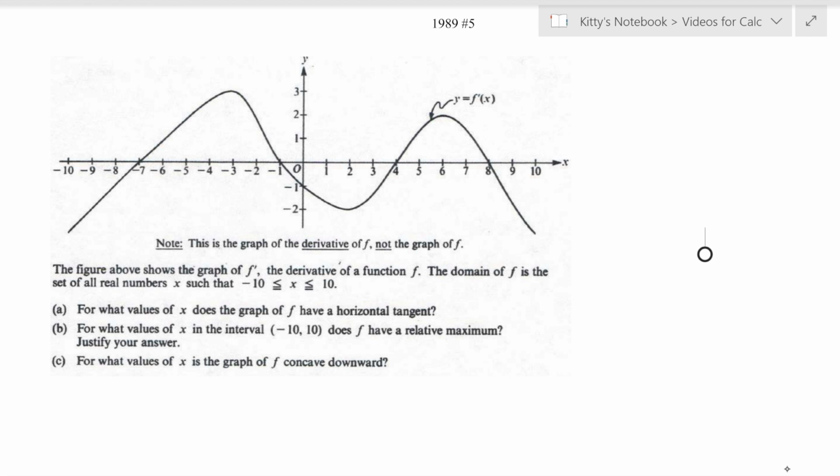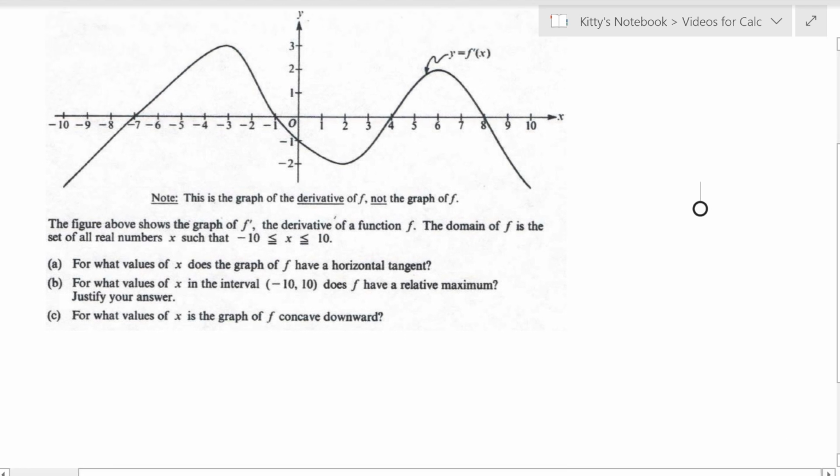So this is 1989, number 5, and this is the first one I always do with students. So let's jump in here. It says in the stem, and remember the stem is the first part of the problem where they tell you everything about this. It says that the figure above is f prime, the derivative. So this is not f, this is f prime. Sometimes we might go right on it and say, hey, this is f prime real big. I know it says it on there, but I need to say it to myself, okay?